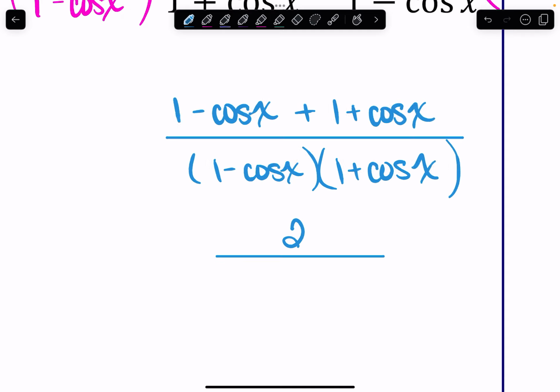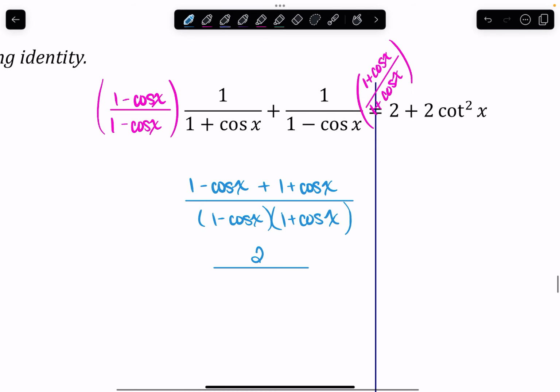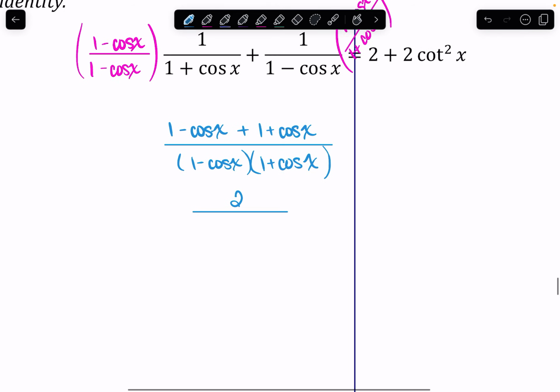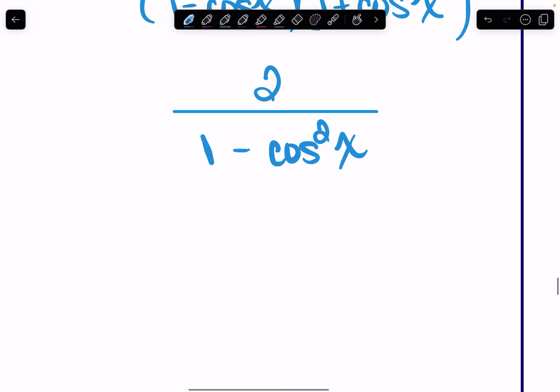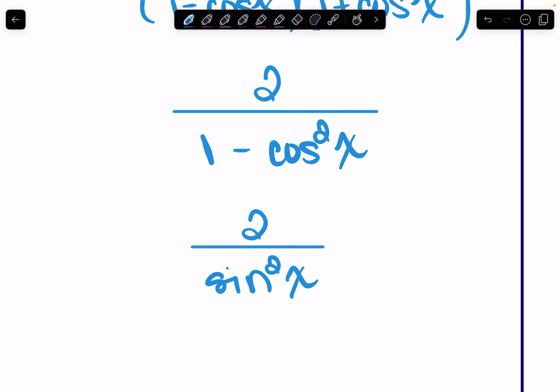And then my denominator, I don't really know what to do with it besides go ahead and FOIL it out. So first, outside, inside, last. That is going to be 1 minus cosine squared of x. 1 minus cosine squared, sine squared. So that is 2 over sine squared x. And then I'm kind of stuck. I don't know where to go next.